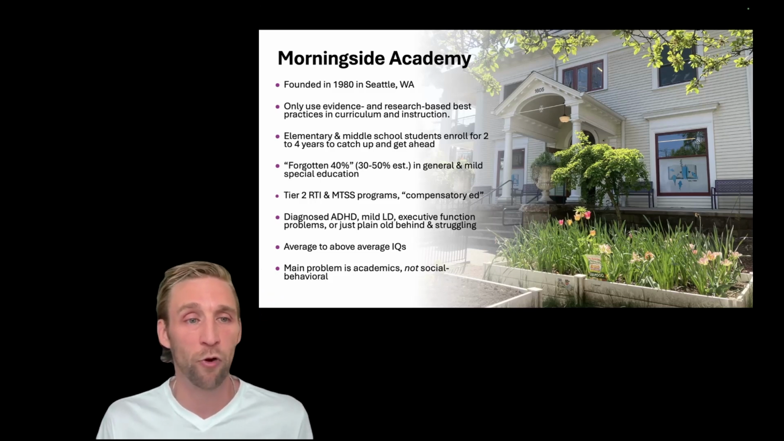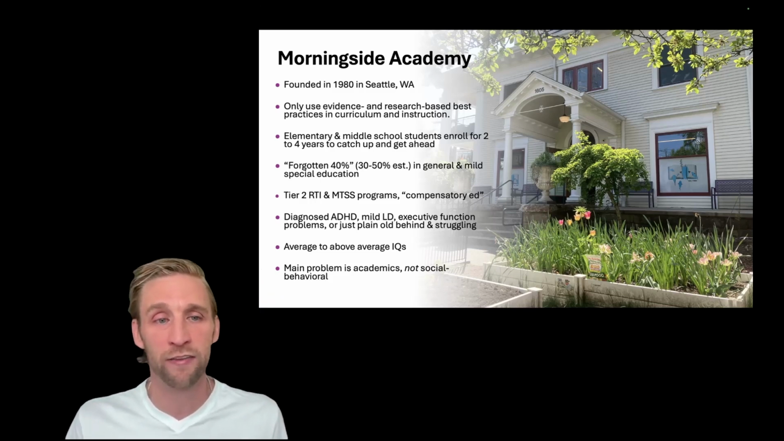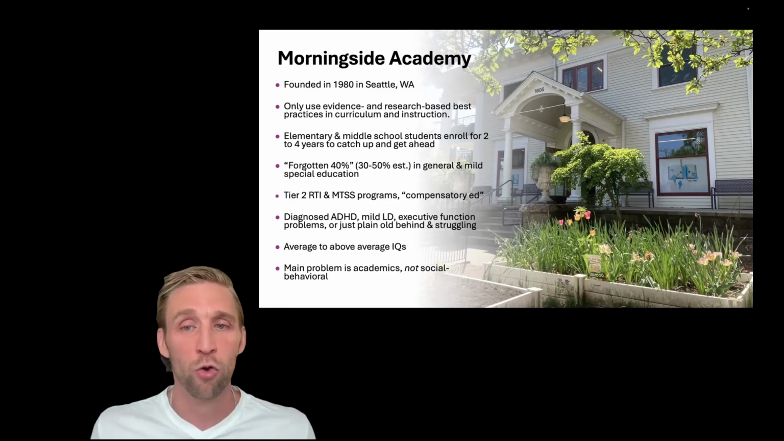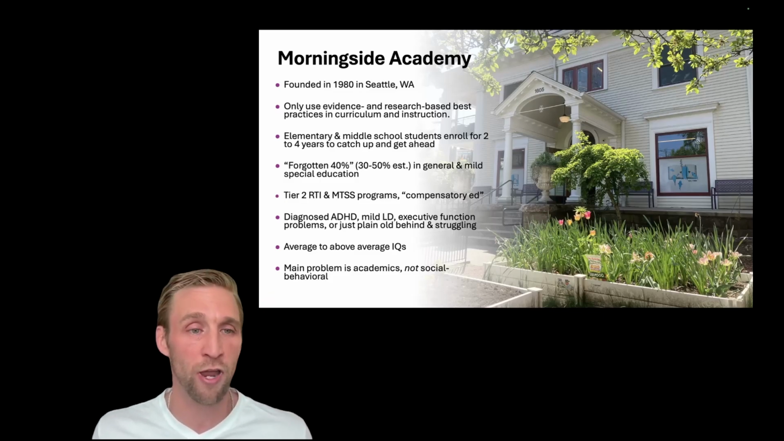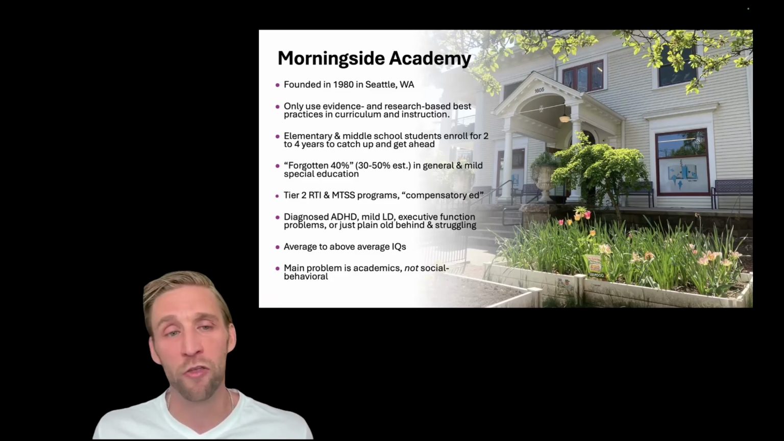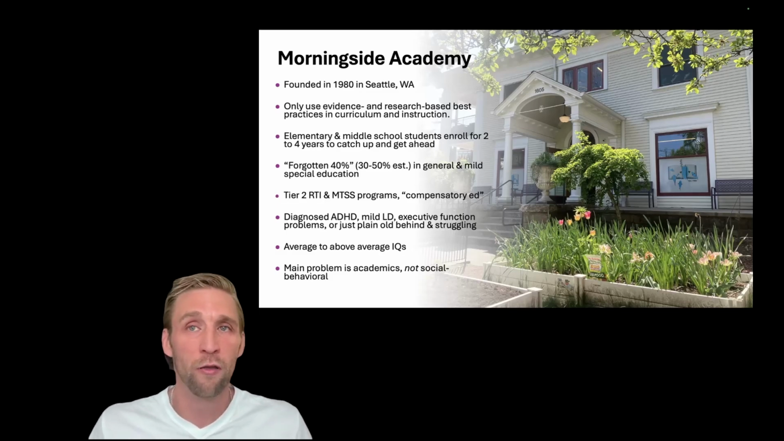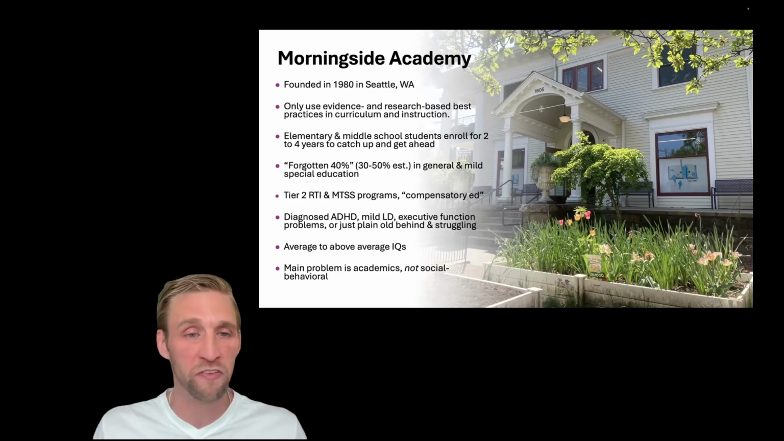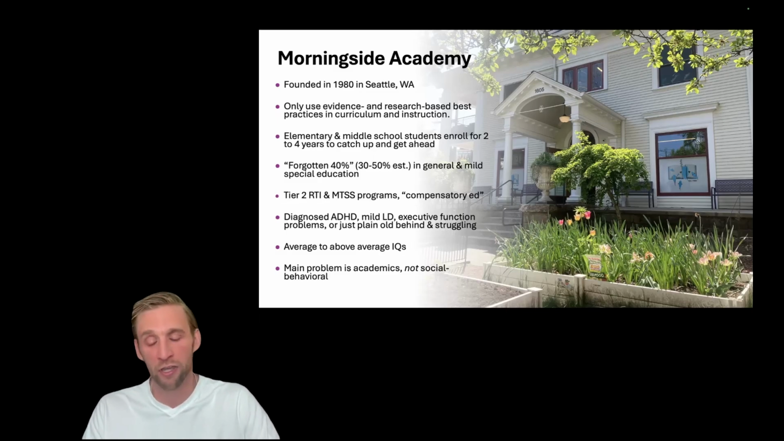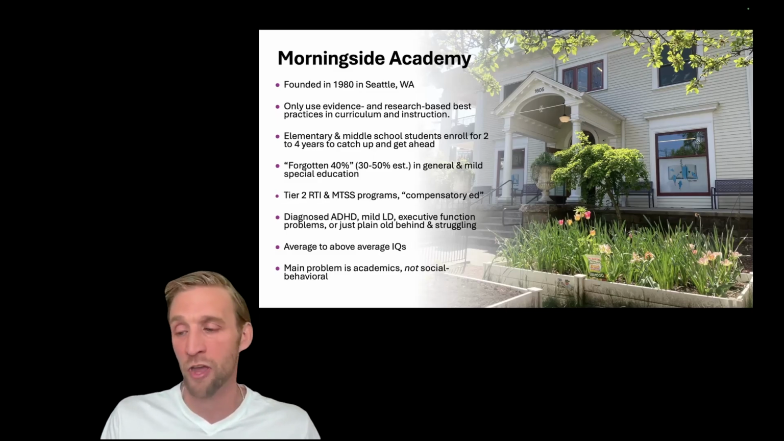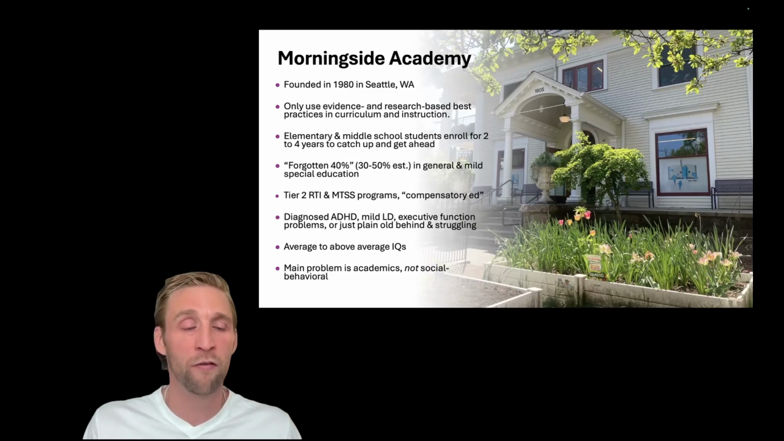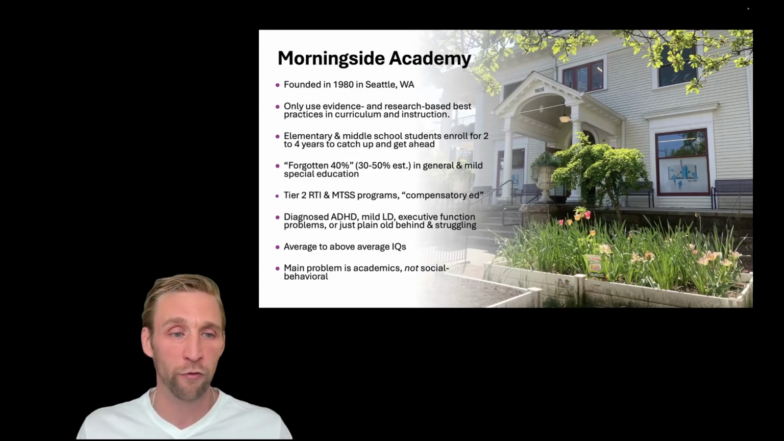So the kids who show up at Morningside, there's between 80 and 100 kids every year, depending on who comes to our door and what questions we're trying to answer. These are kids with ADHD diagnoses, mild learning disabilities, a lot of executive functioning challenges, and just those kids who are behind and struggling. So they're your C and D students of America, but they are kids who have average to above average IQs. They should be at grade level or above, but they've just fallen through the cracks for a variety of reasons.